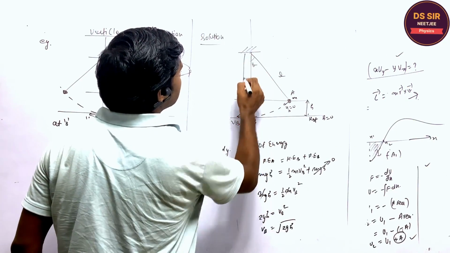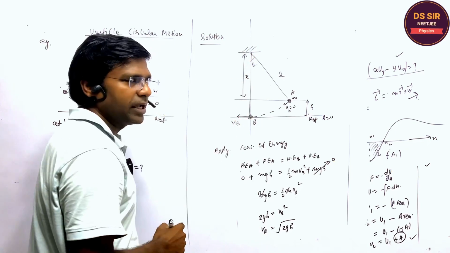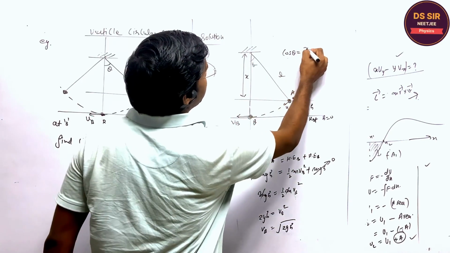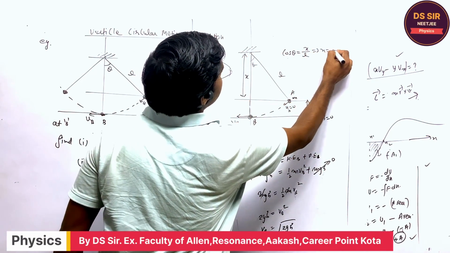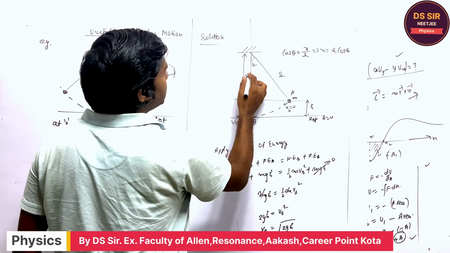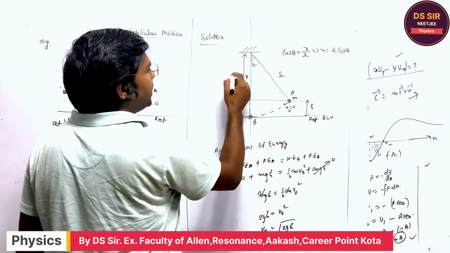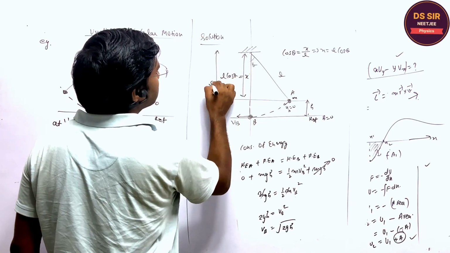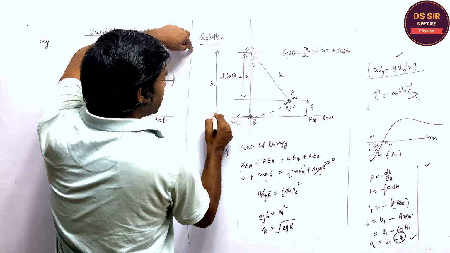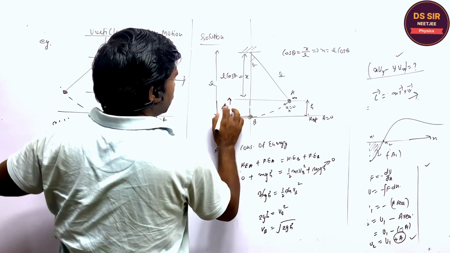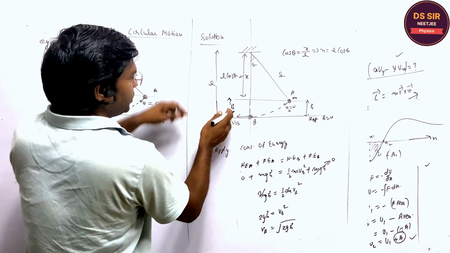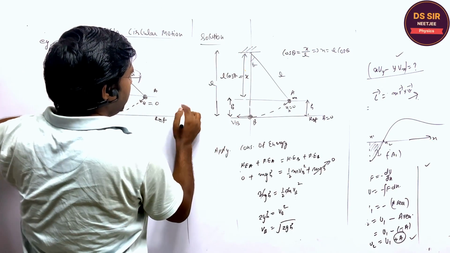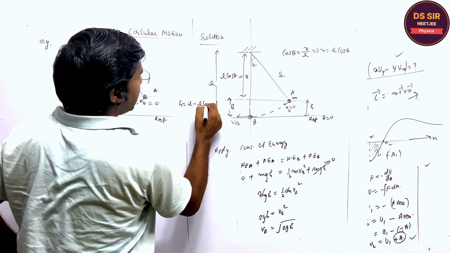If this is L, what is this? Suppose this is x, so I will apply cos theta. What is cos theta? Base upon hypotenuse, so x will be equal to L cos theta. So this distance, the base, is L cos theta, you will remember, and this total distance is equal to the length L. All right. So what is this height h? You tell me. This height h is L minus L cos theta. h may be written as L minus L cos theta.